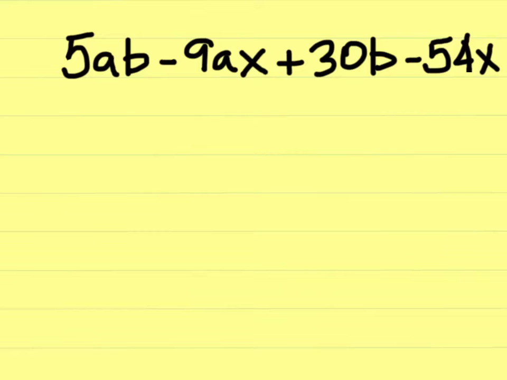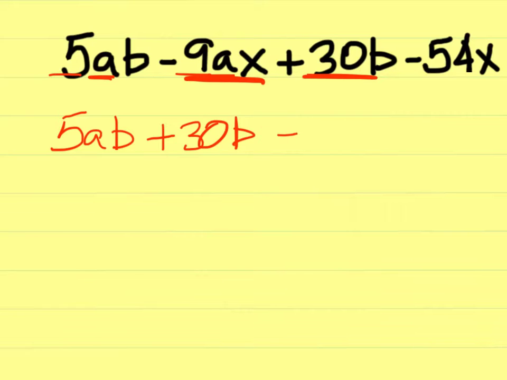On this one, we have 5ab minus 9ax plus 30b minus 54x. Now you have 5 and 9 here. You can't take anything out of both of those except 1, and that doesn't help. They do have an a in common, but look at the back end. You have 30 and 54. We'll change this one and this one. We'll trade spots to get 5ab plus 30b and then minus 9ax minus 54x.